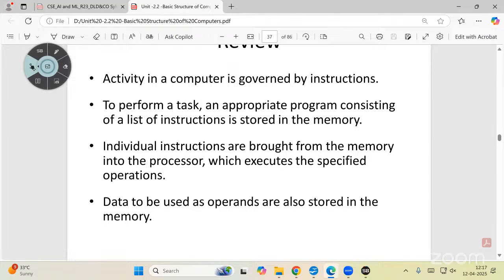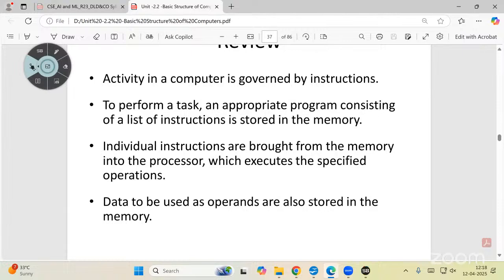మీకు ఇంతకుముందు 5 instructions తీసుకున్నాం. First, the first instruction can be fetched from the memory. After that, I2 can be fetched, then decode and execute, then I3. So the same steps we are following here, and data to be used as operands and also stored in the memory. After performing the A plus B addition operation, you can store the data into the memory device. Okay, so that is the basic.